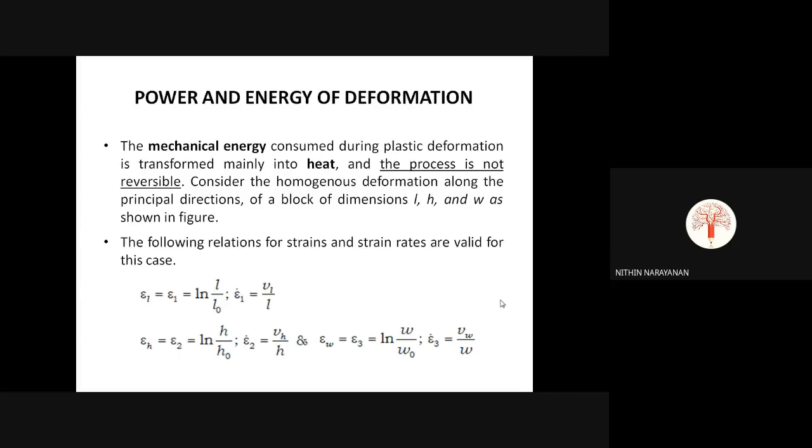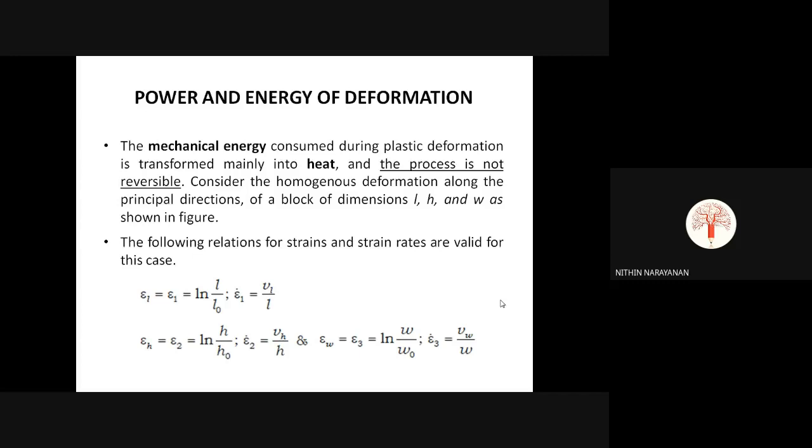The epsilon 1, the strain at a different condition, strain rate is given. So strain in first direction 1, epsilon 1 is equal to ln of L by L0. L represents the final dimension, L0 represents the initial dimension. So subscript 0 always represents the initial condition. If there is 1, it represents the final conditions. So ln of L by L0.